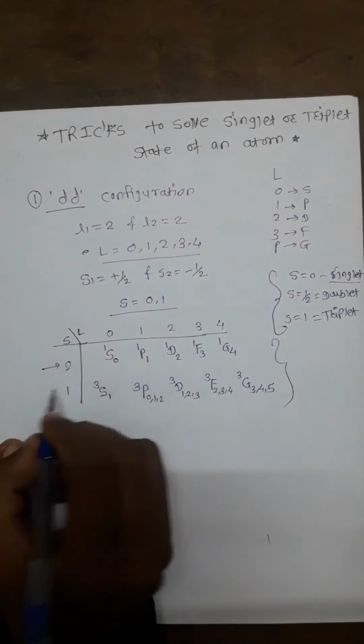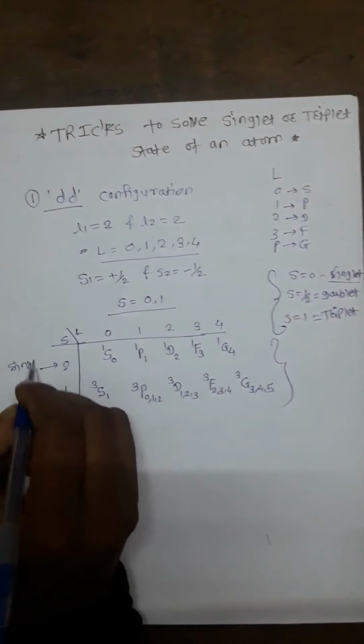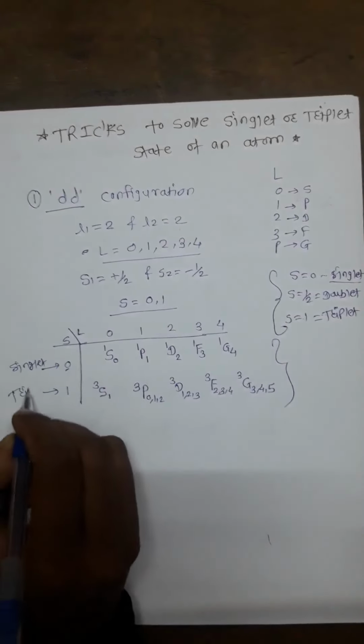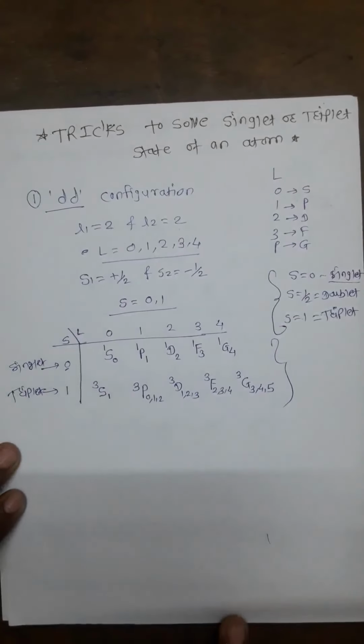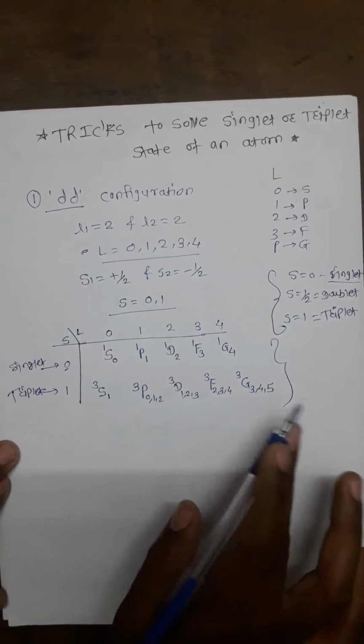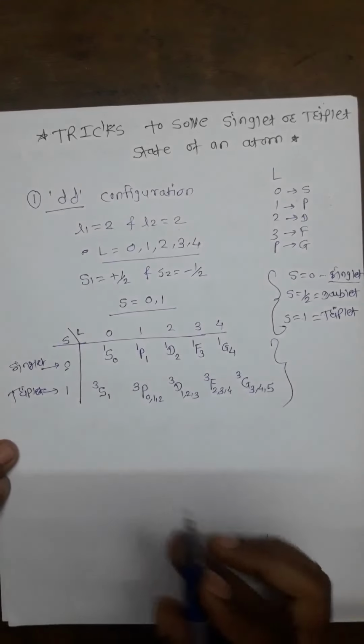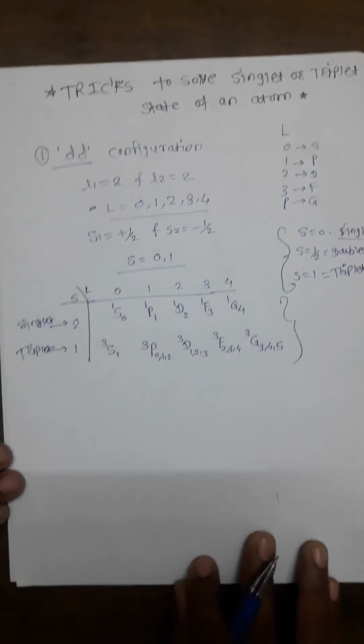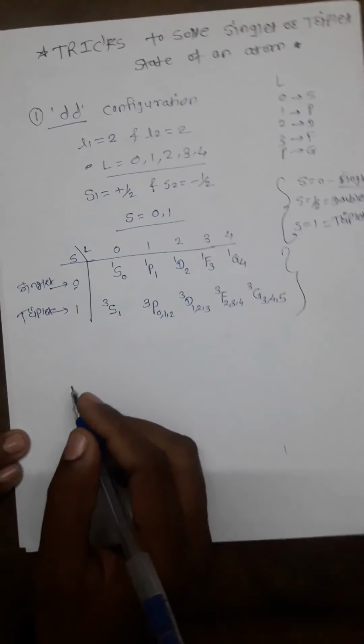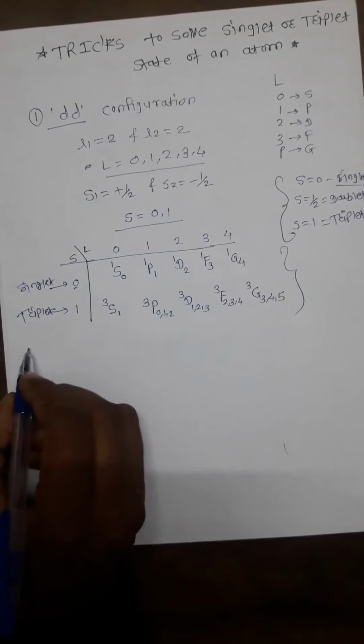This is your singlet and triplet states. This is the singlet state and this will be the triplet state. These are the tricks to find the singlet or triplet state of an atom. Now I give you the next example.